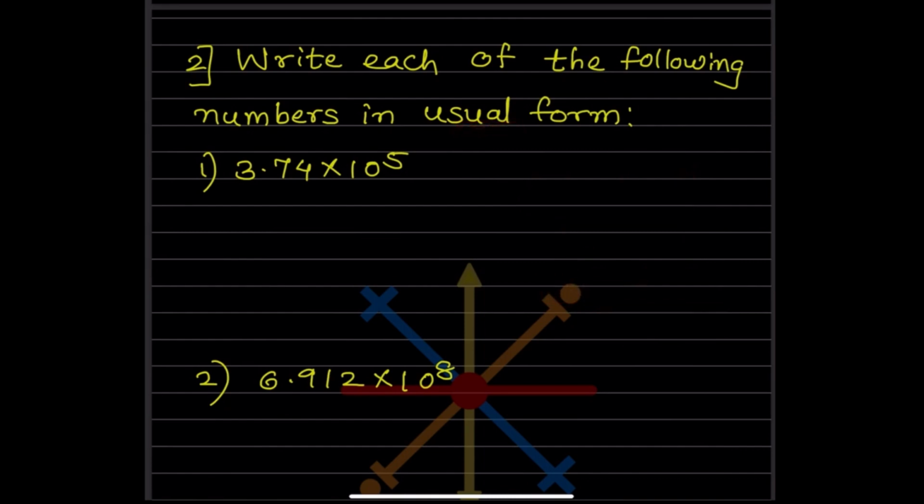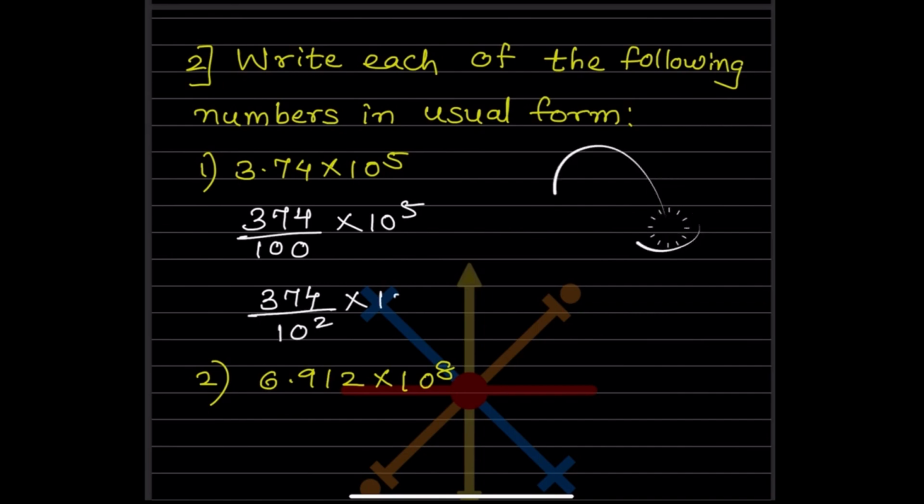So how are we going to do this one? Usual form means we are going to remove the decimal. So first, to remove the decimal, 3.74 can be written as 374 divided by 100 into 10 raised to 5. Let us keep it as it is. 100 means 10 raised to 2, so 374 over 10 raised to 2 into 10 raised to 5.